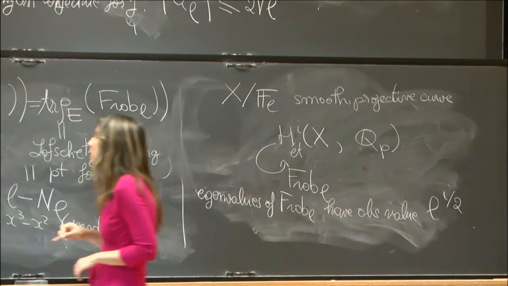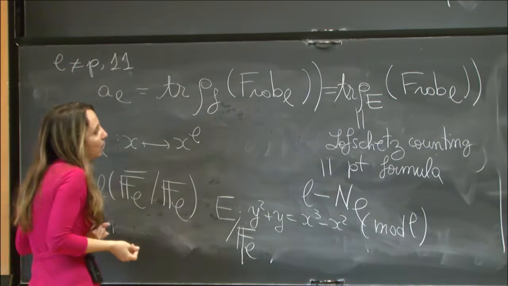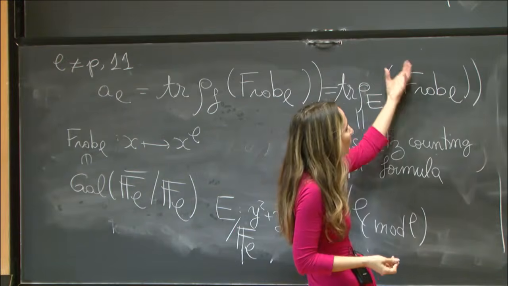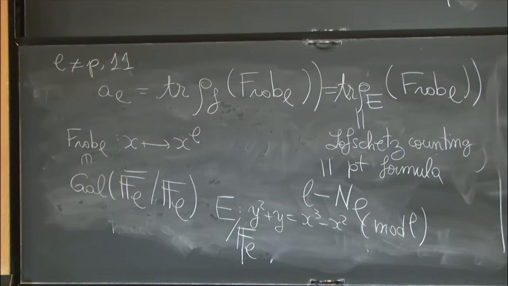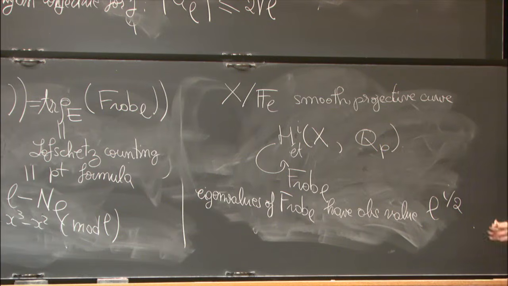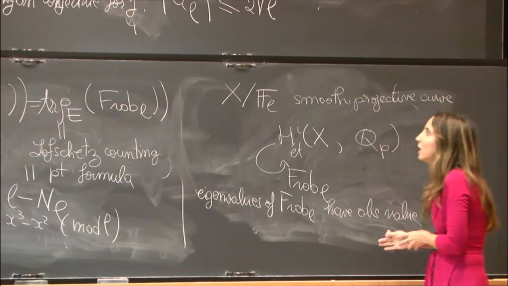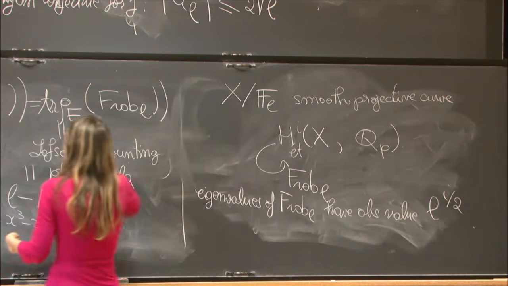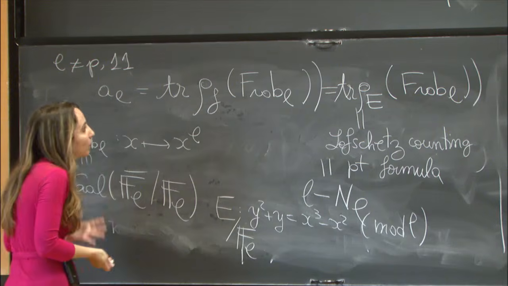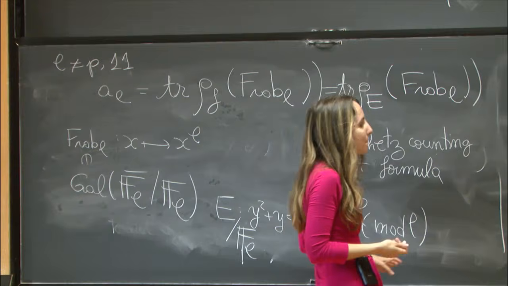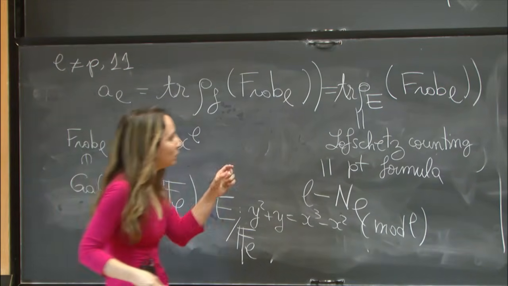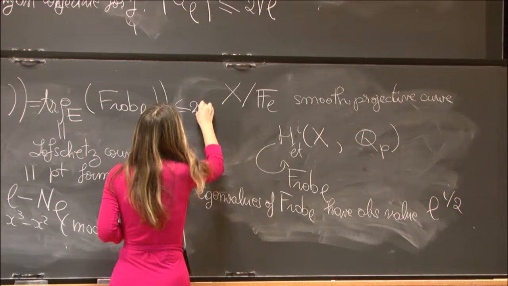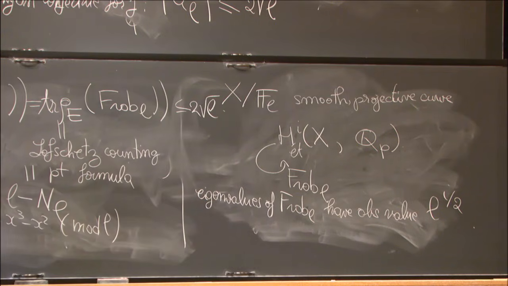And so this is how now you can get the right bound. You're looking at the Frobenius at L acting on H1 of the elliptic curve. And so the absolute value of the two eigenvalues will be square root of L. And so the trace, the sum of the eigenvalues, is less than twice the square root of L. All right, and so you get the bound on this side. And that's another example of what the reciprocity law is good for.